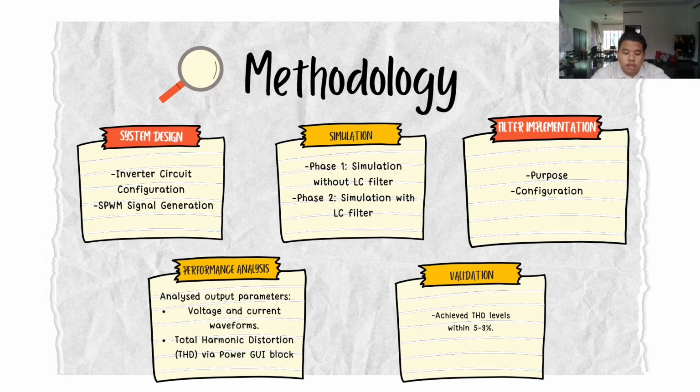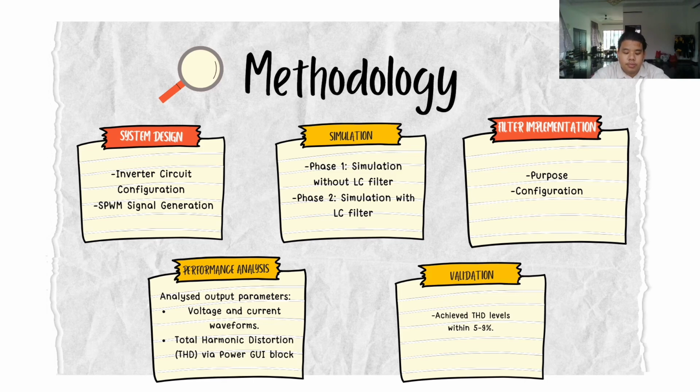For the third one, AC filter implementation. The purpose is to reduce harmonic distortion and to smoothen the AC output waveform. The configuration of the filter implementation is that the inductor is connected in series and the capacitor is connected in parallel. For performance analysis, we analyze the voltage and current waveforms and total harmonic distortion via the power gui block.